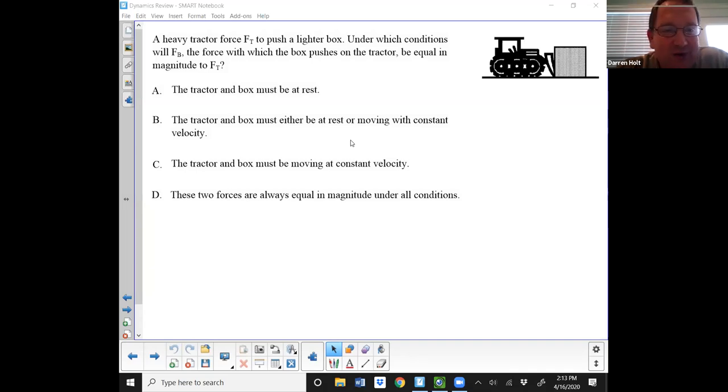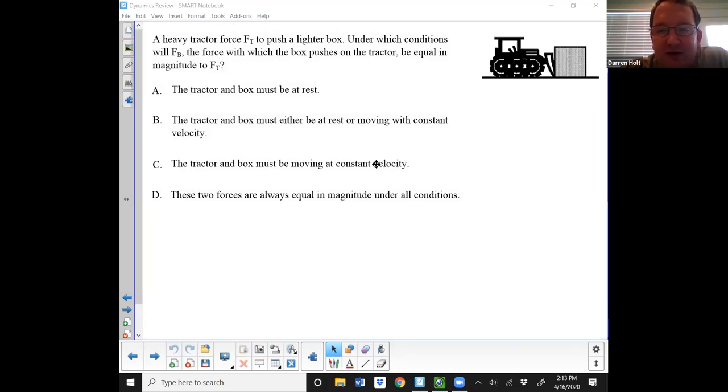They are designed so that if you have a misconception, it helps identify your misconception, right? So we basically have answers even from B, C, and D. So let's see here. It says the tractor and box must either be at rest or moving with a constant velocity, right? So what I'm thinking here is that you're thinking that you have equal and opposite forces, right? So it says that you've got a heavy tractor. It says the force at which the box pushes on the tractor is equal to the force of the tractor on the box, right? The tractor and the box must be moving at constant velocity. So again, here, I think you're trying to apply that you're going to have equal and opposite forces.